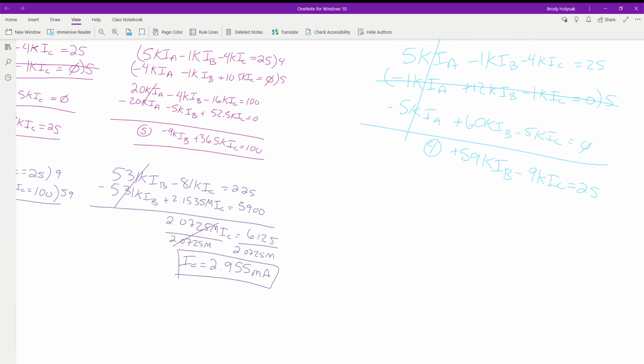And then you said you did 2 and 3. Is that what most people did, was 1 and 2 and 2 and 3? Okay. So 2, we start off with minus 1K IA plus 12K IB minus 1K IC is equal to 0. And then equation 3 is minus 4K IA minus 1K IB plus 10.5K IC.